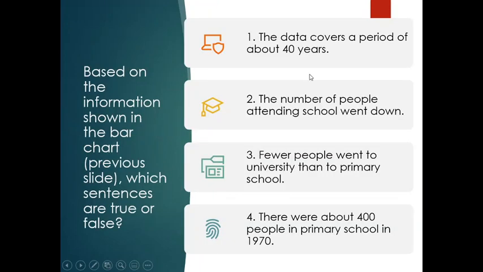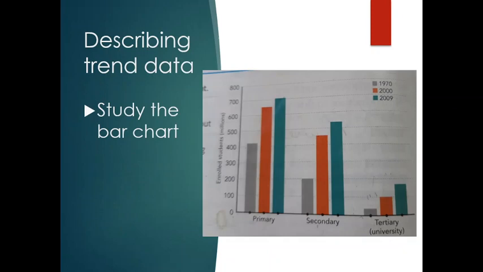Next, fewer people went to university than to primary school. All right, so there, you can actually compare. So the students enrolled in tertiary were actually much lower.